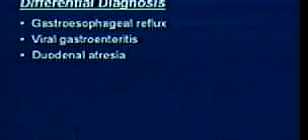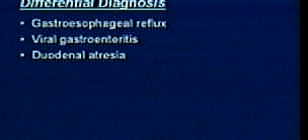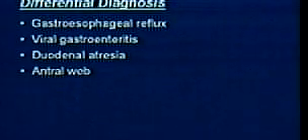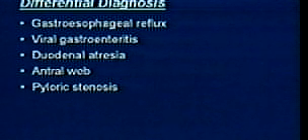Other things that might present as emesis is duodenal atresia. But the thing that you need to be thinking about is that's an early diagnosis usually, and usually the vomit would be described as green vomit, not as projectile. You might have an antral web as another possibility in your differential diagnosis. And then lastly, you might be thinking about pyloric stenosis, a person who has projectile vomiting.